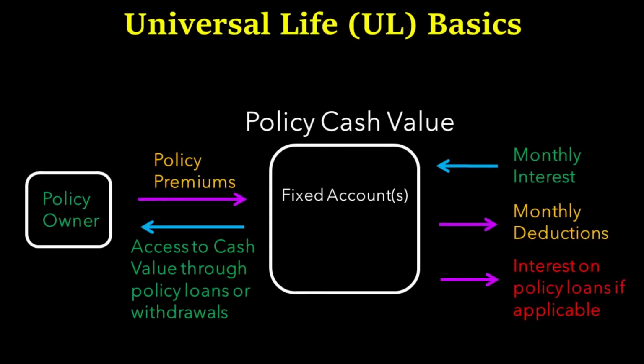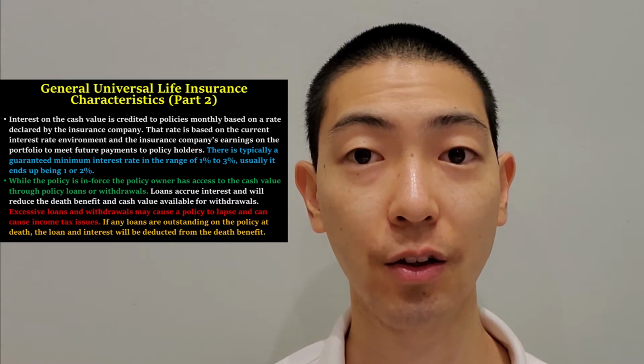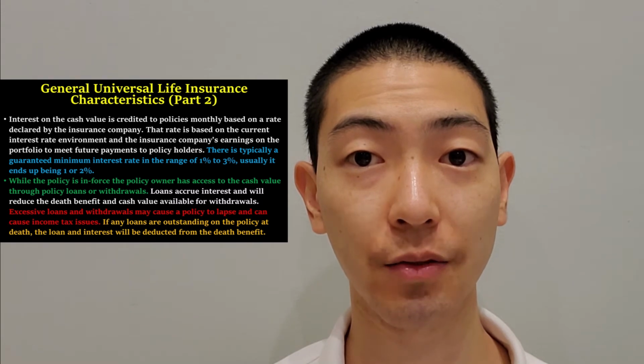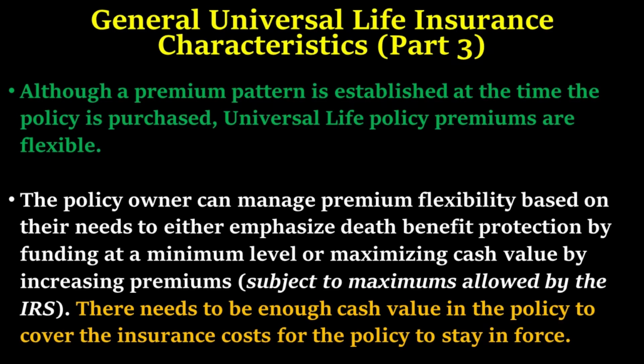While the policy is in force, the policy owner has access to the cash value through policy loans or withdrawals. Loans accrue interest and will reduce the death benefit and cash value available for withdrawals. Excessive loans and withdrawals may cause a policy to lapse and can cause income tax issues as a result. If any loans are outstanding on the policy at death, the loan and interest will be deducted from the death benefit.